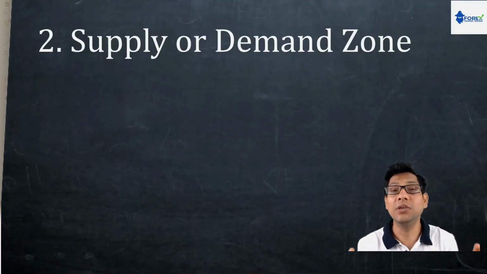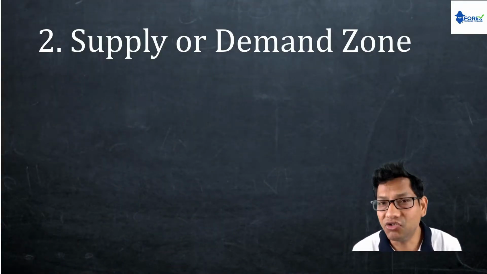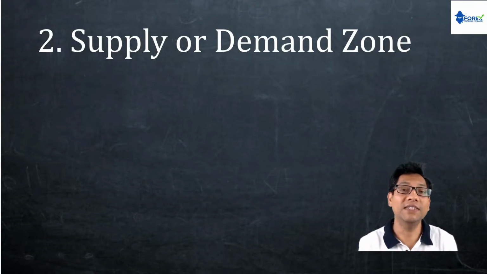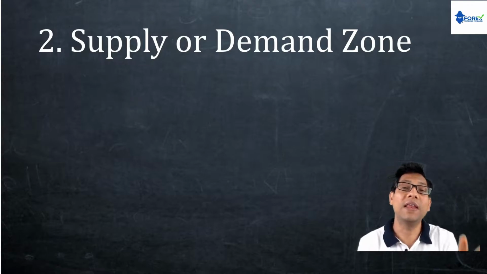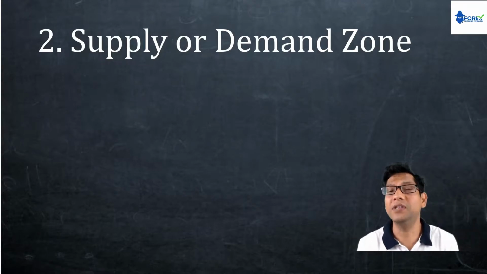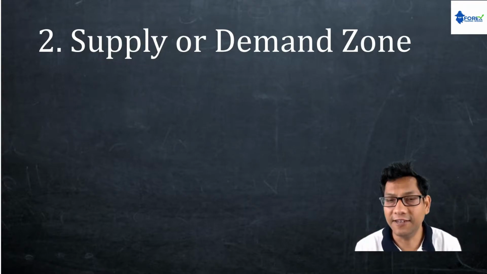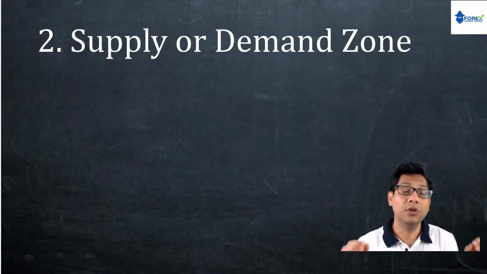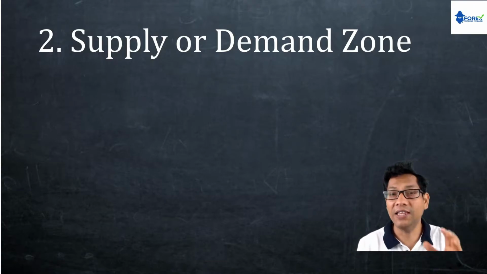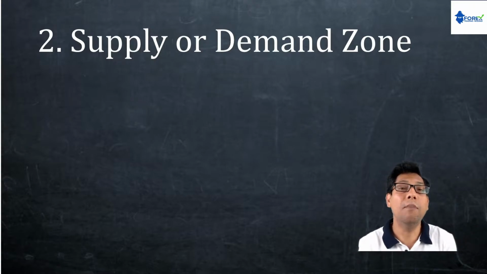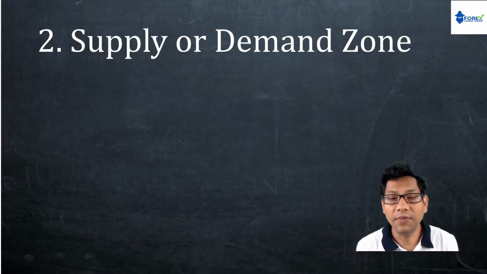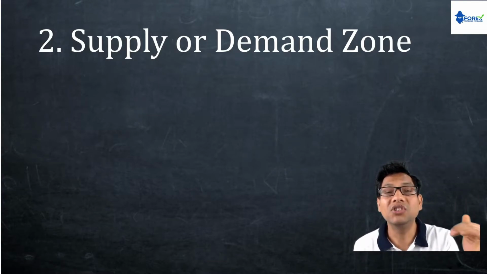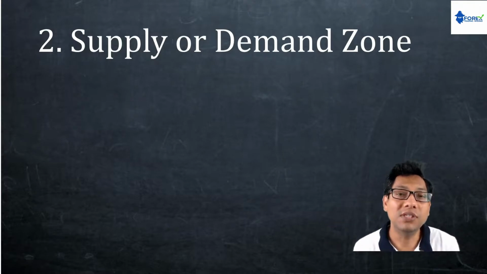Once you have identified the market structure, whether it is an uptrend, downtrend, or sideways, the next thing you need to find out is the supply or demand zone in that market. Why? Because you need to make a decision, either you will be buying or selling. When you see a market structure trending to the upside, you will be buying. When you see a market structure trending to the downside, what will you be doing?